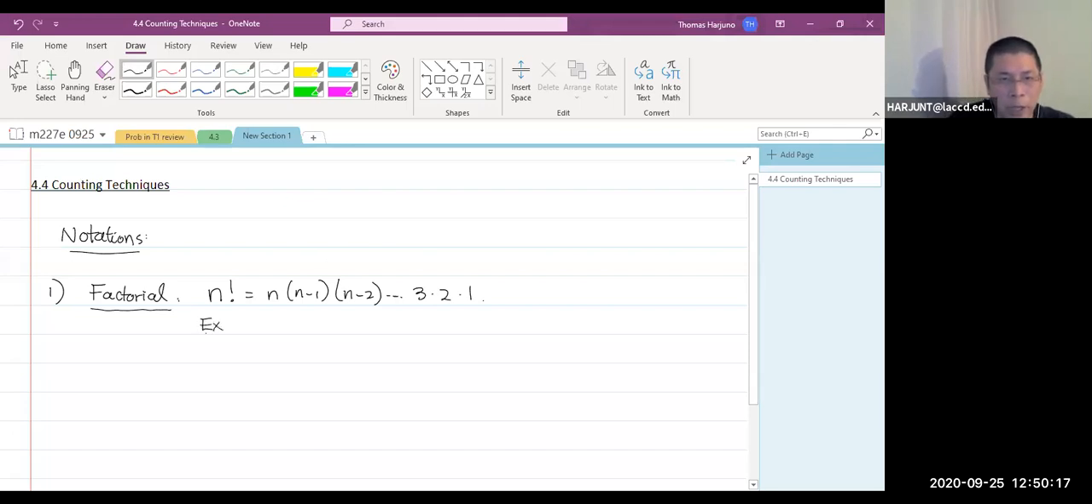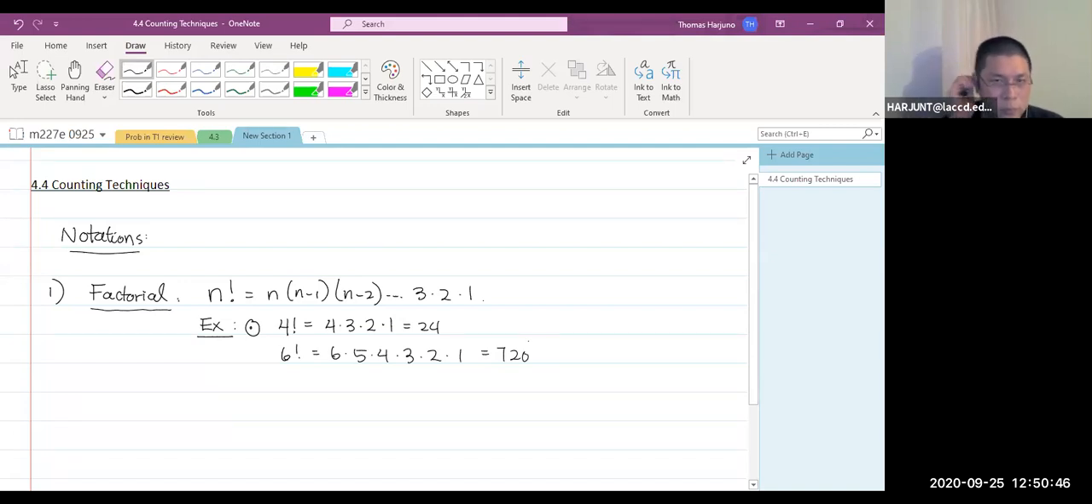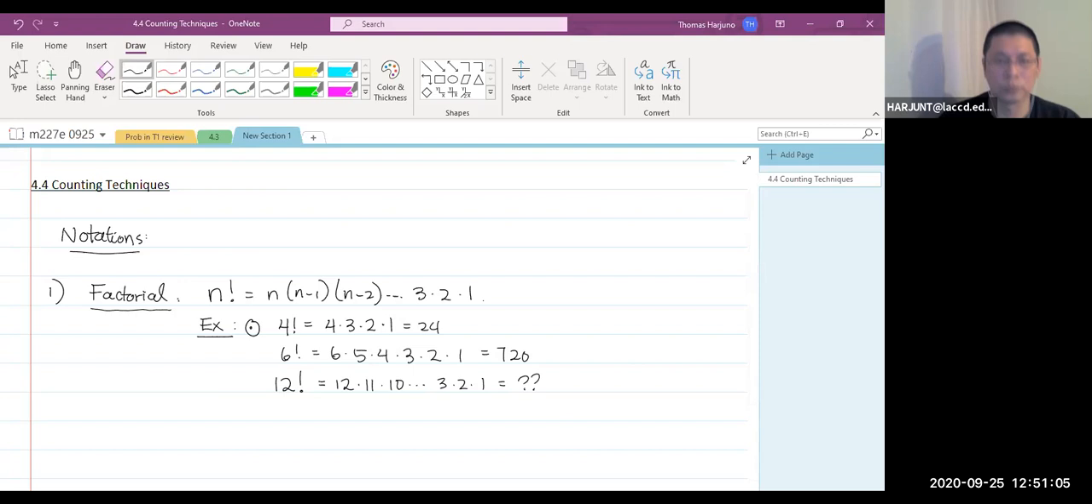So for example, 4 factorial means 4 times 3 times 2 times 1, which is 24. 6 factorial starts from 6 and you keep on multiplying down to 1. I think this is 720. Now the thing is, once it gets larger, it's harder to compute. That's 12 times 11 times 10, all the way to 3 times 2 times 1. Even if you use your calculator, it will be too much to punch. So I will teach you how to use the calculator.